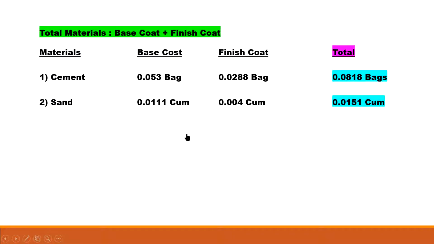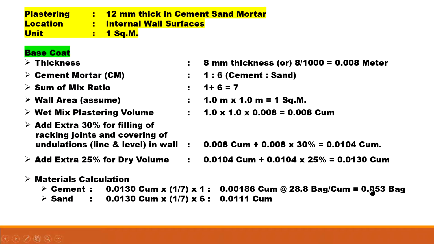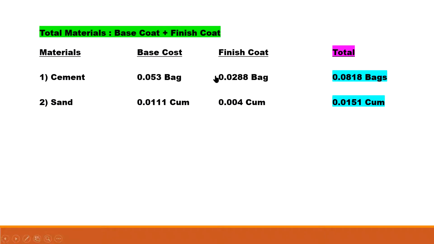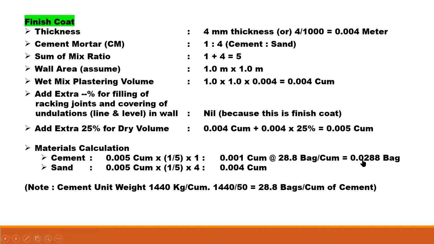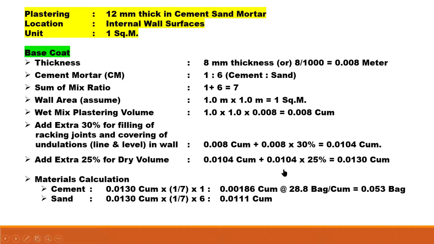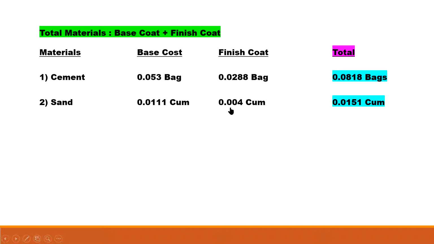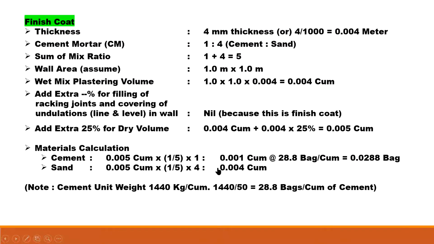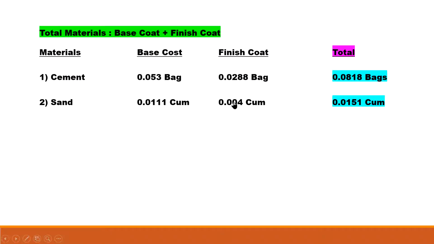Then total of base coat plus finish coat material. Cement: the base coat is 0.053 bag. Then the finish coat cement quantity is 0.0288 bag. Similarly sand: base coat 0.0111 cubic meter, then finish coat 0.004, total 0.0151 cubic meter.